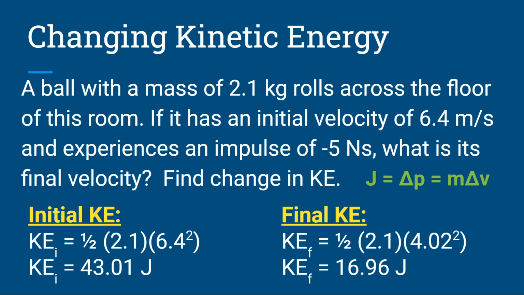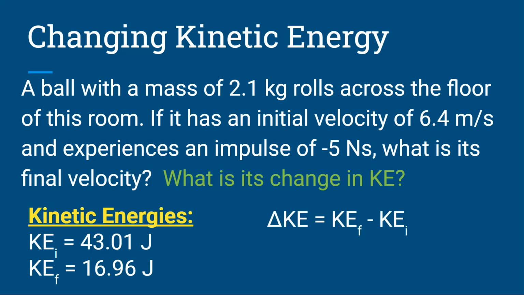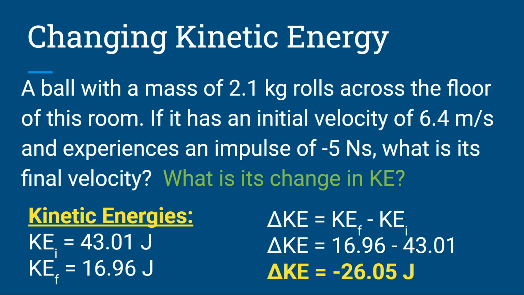Now I can figure out my change, because I went from 43.01 to 16.96, so I lost some energy, which I know because I slowed down. Okay, my force was negative, my impulse was negative, I slowed down. So how much did I lose? Again, you can look at that and probably reason your way through it, or you can go algebraically to this equation, delta KE, change in kinetic energy, equals final minus initial kinetic energy, and plug in those numbers. 16.96 minus 43.01 gives me a change of negative 26.05 joules.